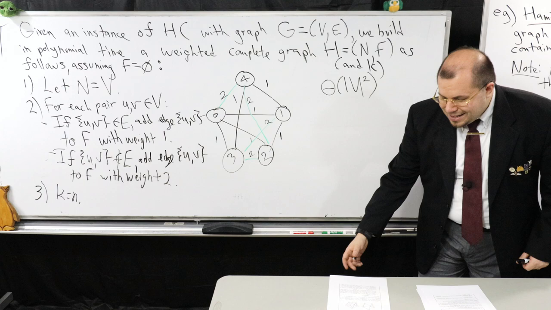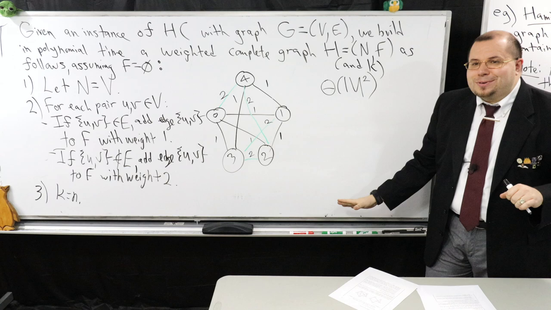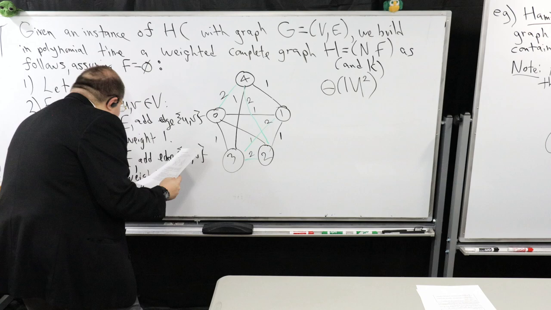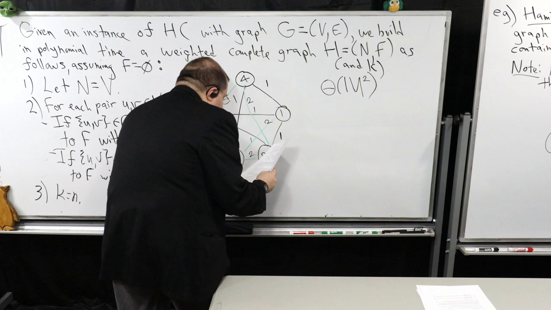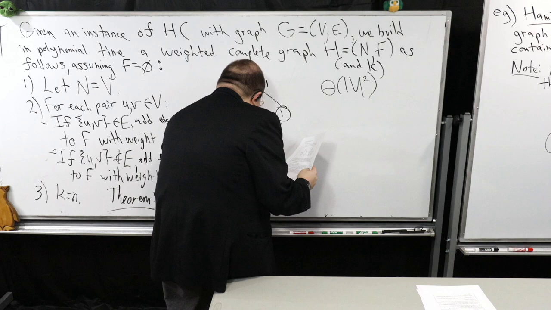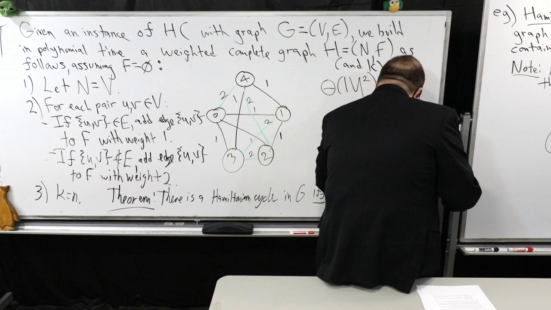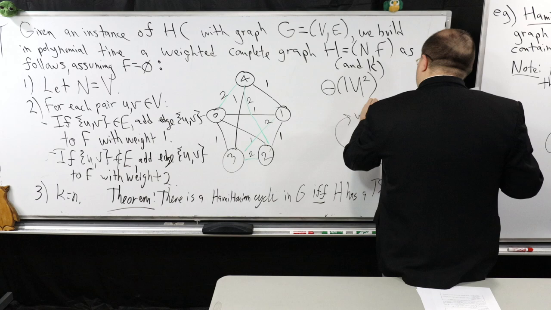Okay, so this is the algorithm that will get me these instances. Now here's the theorem that gives you the connection between the two. So this will complete the reduction. There is a Hamiltonian cycle in G if and only if H has a TSP tour with total length at most n.